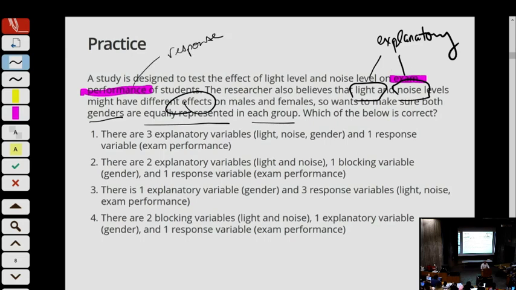So this other thing, where the researcher says they want to make sure that both of the genders are equally represented, that's the idea of trying to make sure that the male subjects are equally represented, 50-50, in the control and the trial. And similarly for females. So that's a blocking variable. That led us to two explanatory variables, light and noise, check, one blocking variable for gender, check, and one response variable for exam performance.